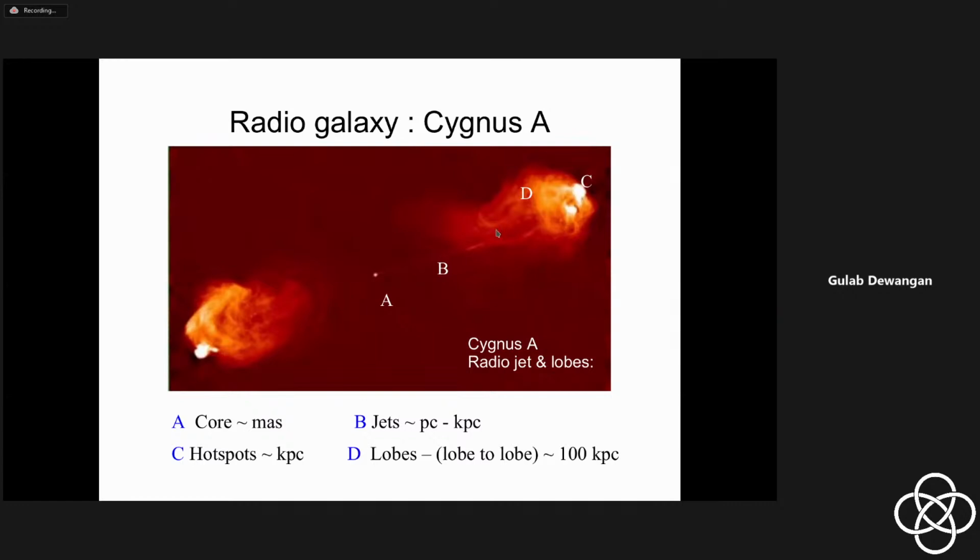The typical sizes of these jets can be from parsecs to kiloparsec scale, and the lobes can be at about 100 kiloparsecs. Sometimes the distance between these two opposite lobes can reach up to a megaparsec or so for the giant radio galaxies. So these are the typical structures of these radio galaxies.